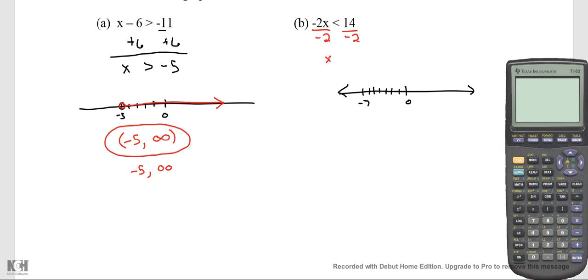So when I divide this by a negative, this step here, I must flip the inequality symbol. And that happens every time I multiply or divide by a negative. Here I'm dividing by a negative, so I have to flip it from less than to greater than. 14 divided by -2 is -7, so I'm looking at x is greater than -7. So open circle at -7 and everything greater, so everything to the right.